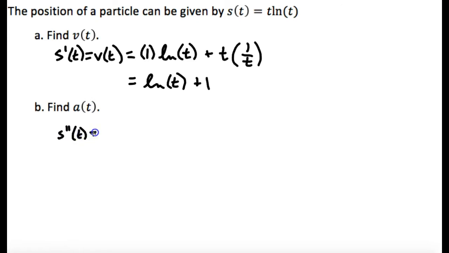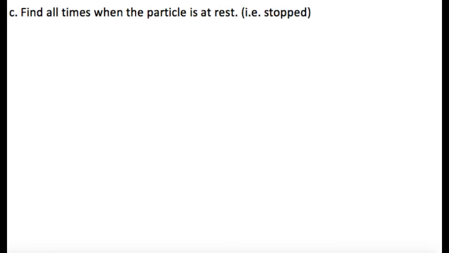So now, if I want to take my derivative, that's s double prime of t, which would be v prime of t, and we don't have to write this out every time. I'm just going to write it out in the beginning stages of this lesson so that we hammer home that acceleration is the derivative of velocity and velocity is the derivative of position. So now, to take this derivative, derivative of natural log of t would just be 1 over t, and then the derivative of 1 is 0. So my acceleration function is just 1 over t. Right? So now, with that, you guys take a minute to find all times when the particle is at rest.